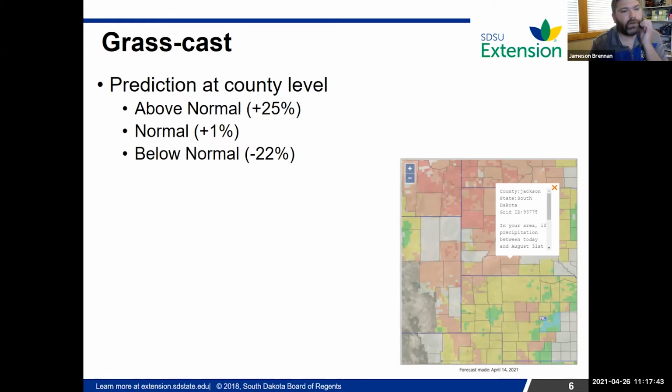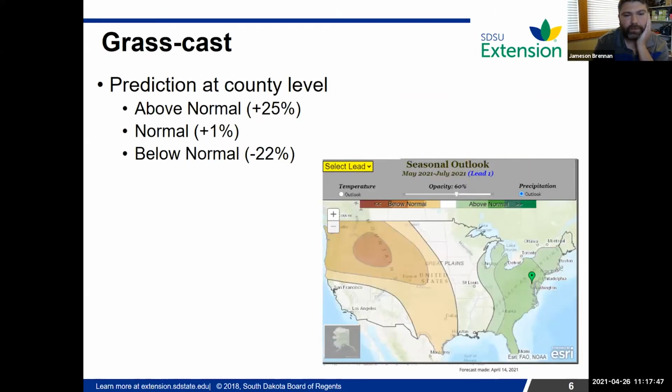And so again, how do we know what scenario we should best plan for? NOAA does make these seasonal outlook prediction tools. And you can see for May through July of this year, a lot of western South Dakota is being predicted as below normal precipitation. So likely as we're putting together our grazing plans, we're probably going to be in that below normal scenario for grass production. So we might have a 22% or more reduction in forage production.